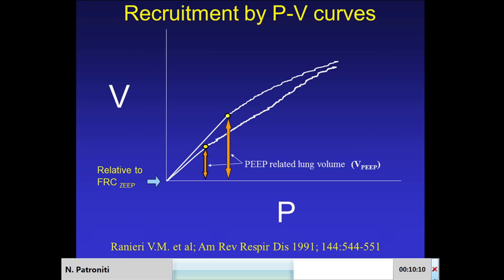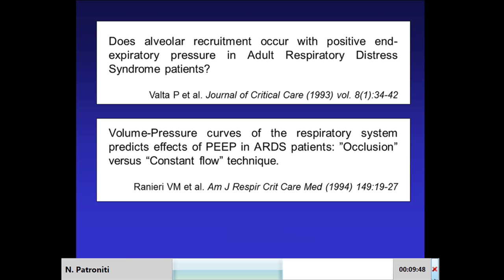You do the same for the second curve. And you choose a pressure, very popular was 18, 20, and the recruitment is the volume shift at the same pressure between the two curves. This was recruitment, and many studies and many papers have used this system, and we have learned a lot from that. But I was not comfortable with one point.